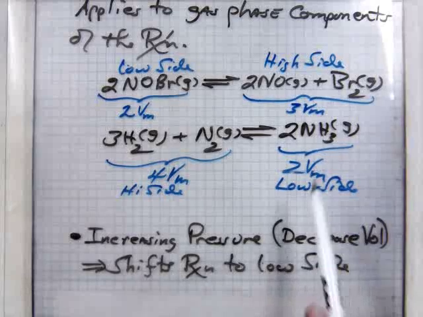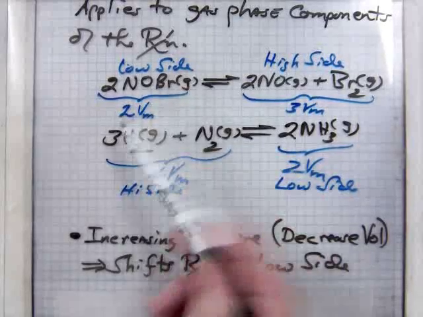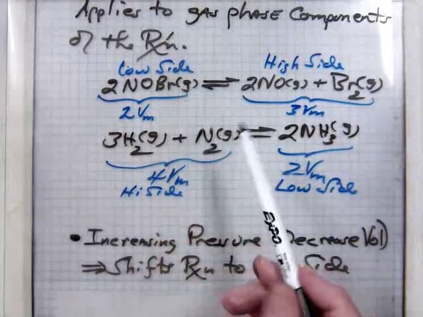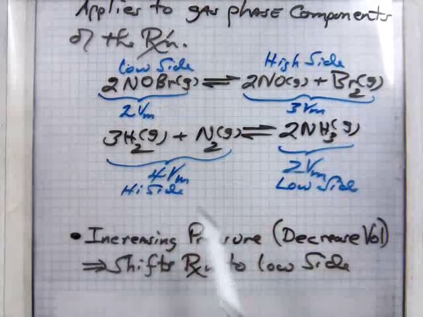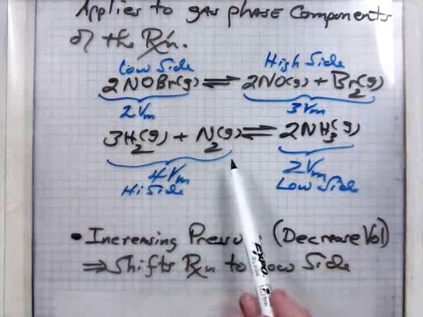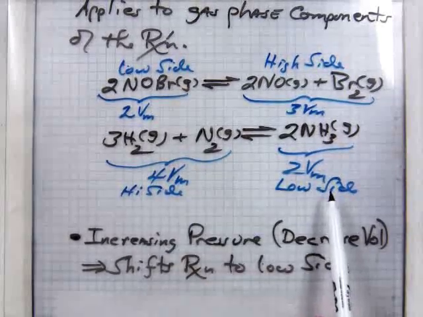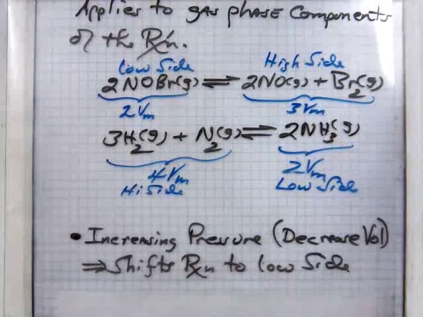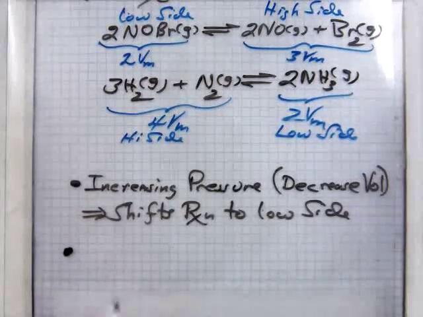So when we talk about increasing pressure on this first reaction like this, it would shift left because it shifts to the low side. Or if we had the second reaction under consideration, then increasing pressure would shift to the right side and make more ammonia in that case. So decreasing pressure or increasing volume just does the opposite.